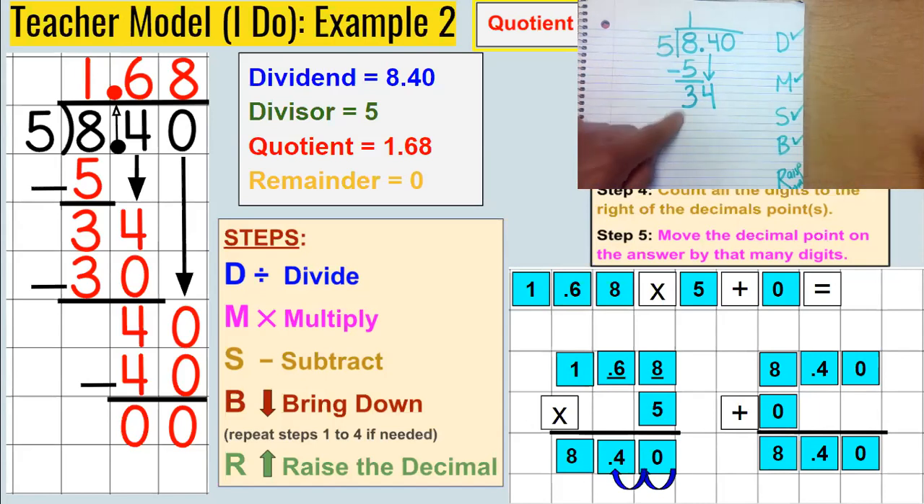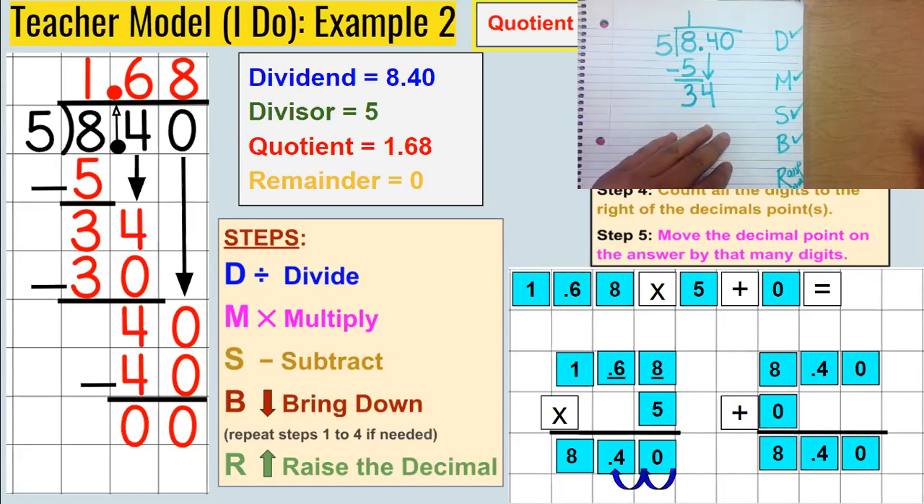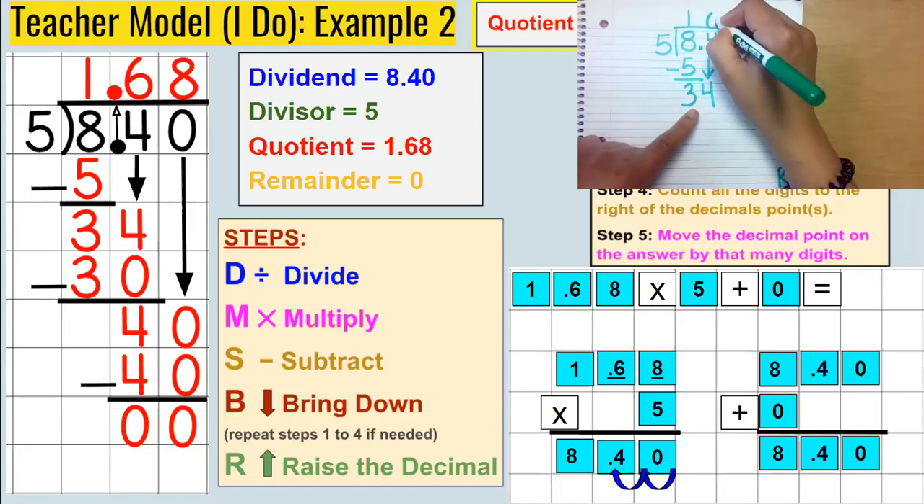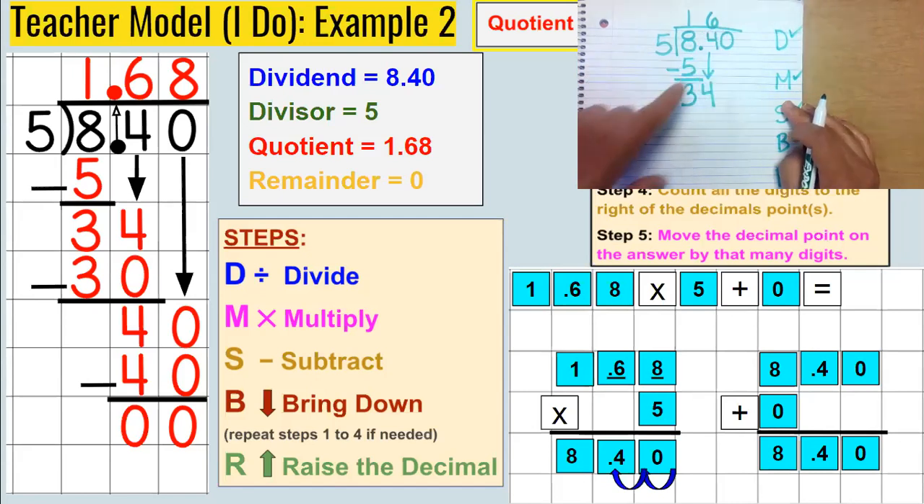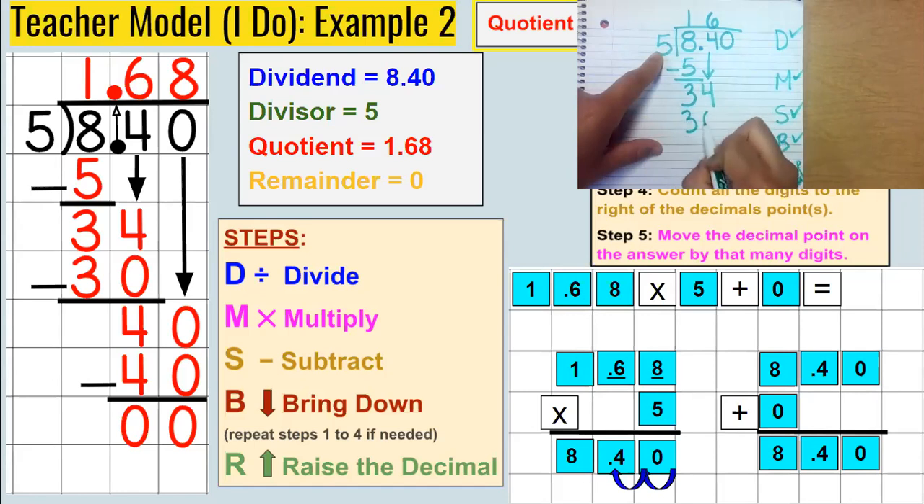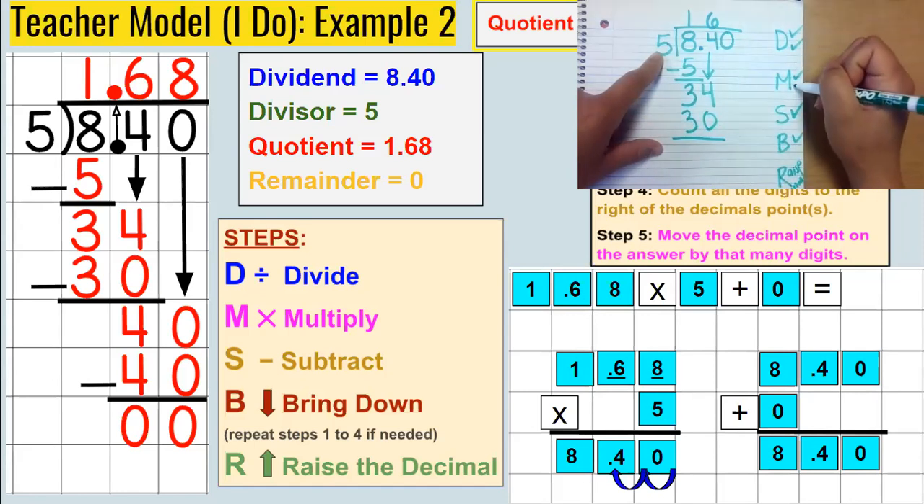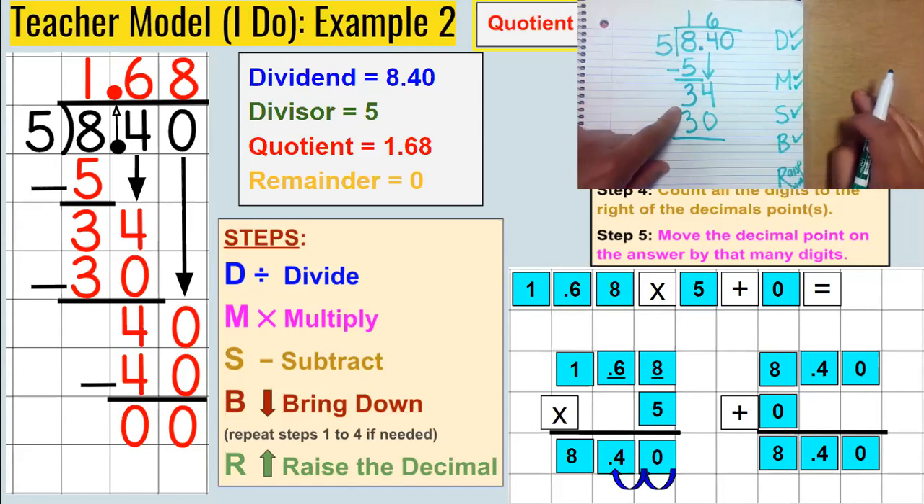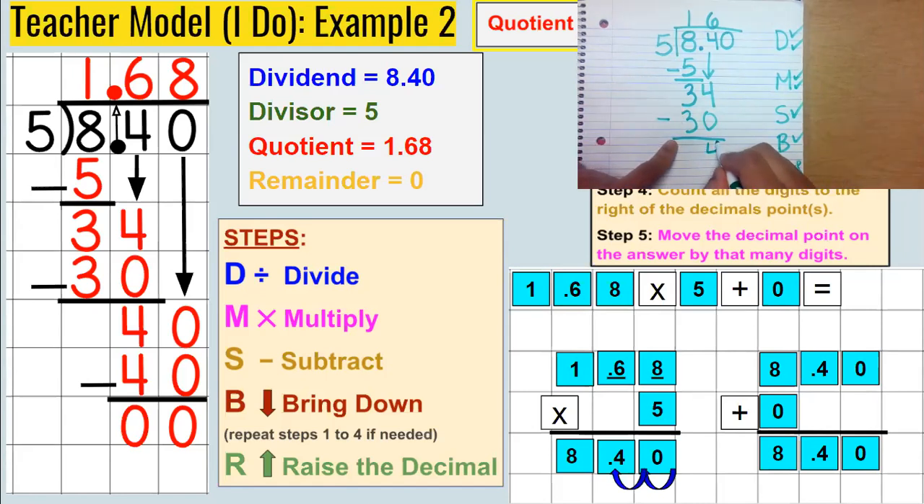5 into 34. I know that 5 times 5 is 25. 5 times 6 is 30. 5 times 7 is 35. That goes over 34, so I don't want to use 7. I want to use 5 times 6. See how I'm lining it up above the numbers? 6 times 5, I'm going to put my answer here, 30. I divide, I multiply, I'm about to subtract. 34 minus 30, right? 4.